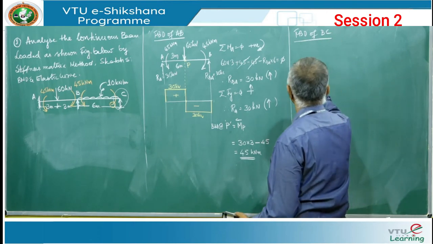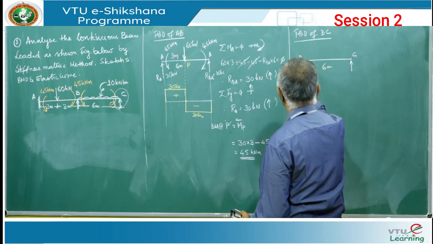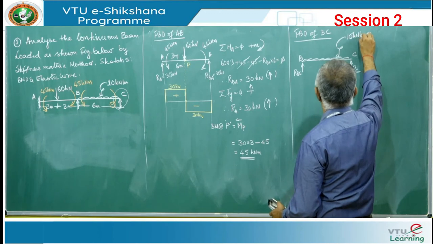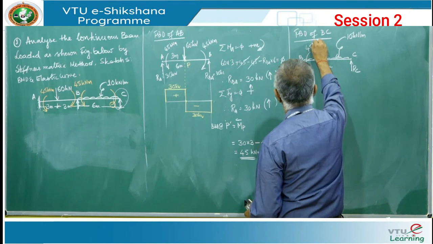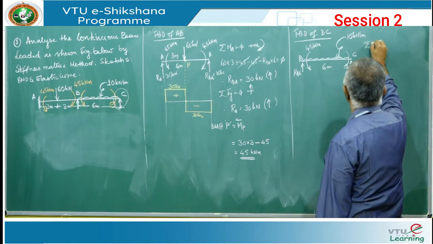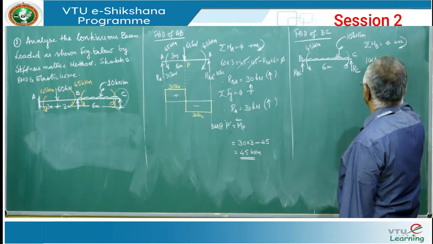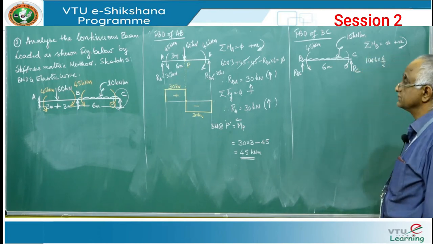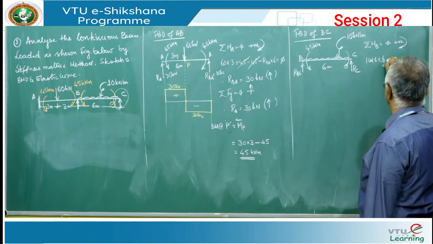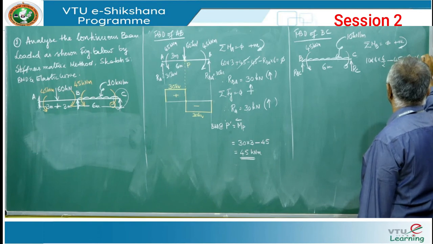Again, span BC is 6 meters. Now I can call this reaction RB and this reaction RC, and it is subjected to a UDL of 10 kilonewton per meter and I have an anticlockwise moment of 45 kilonewton meter. Of course, here it is zero. So same steps, take moment about any of the points, sigma MB equal to zero: the UDL of length 6 meters, intensity 10, so 10 into 6 acts at a distance of half of the length, 6 by 2, minus 45 because you have an anticlockwise moment acting on the beam, anywhere on the beam you have to consider it, minus RC into 6 equal to 0.